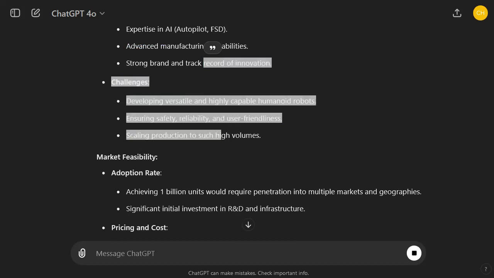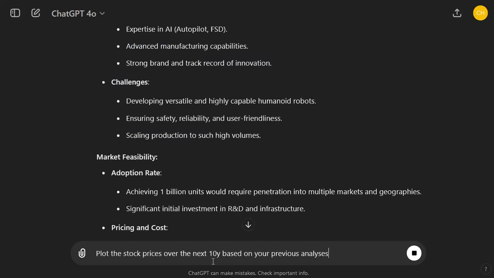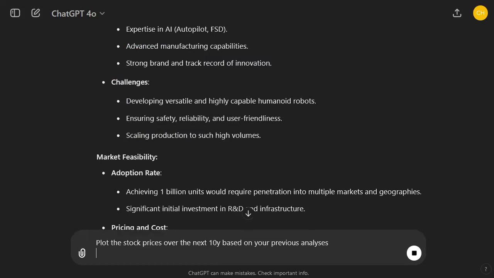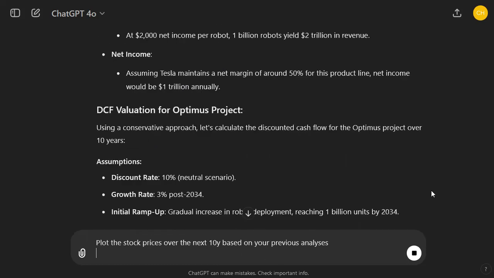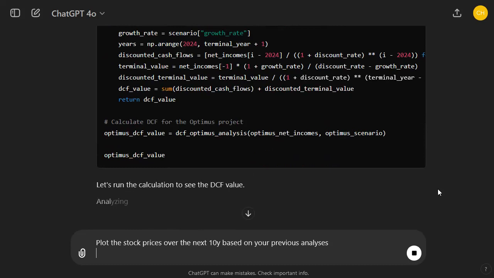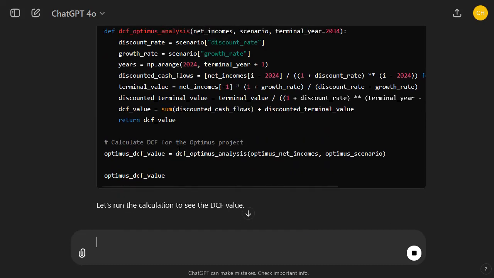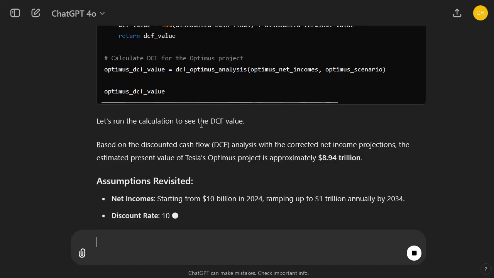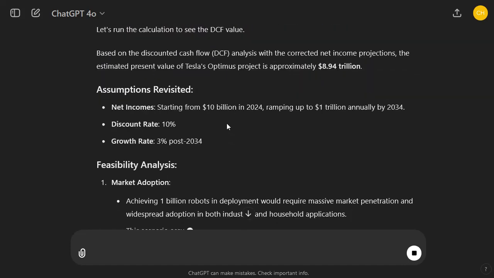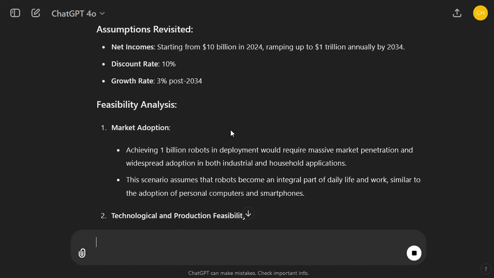Okay, so maybe one last prompt before we close. This one: plot the stock prices over the next 10 years based on your previous analysis. Oh wow! Now it even gives us an Optimus DCF value. Oh my god, it's so great. The model is so great. ChatGPT-4o, it's an insane model.